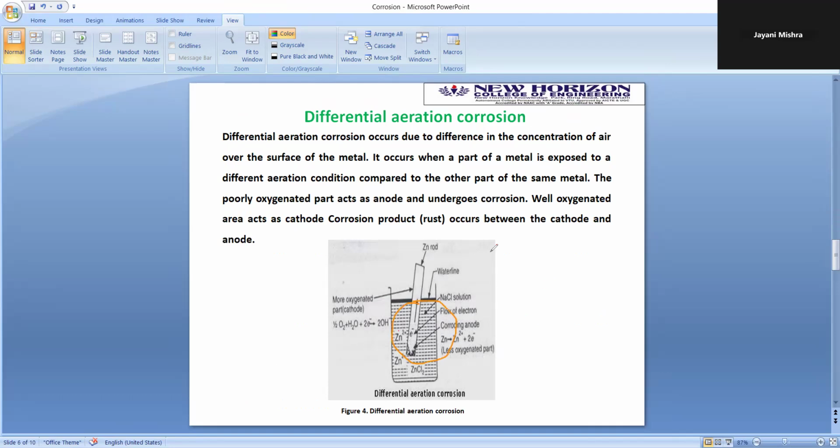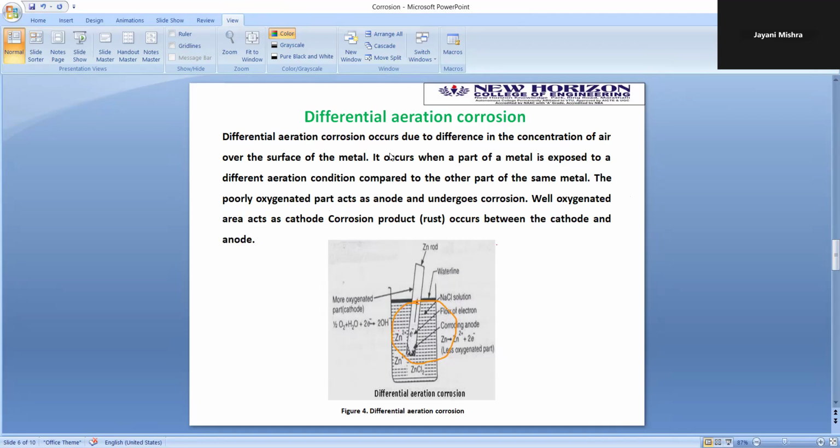This is because the amount of oxygen dissolved in water is lesser as compared to the amount of oxygen present in the atmospheric air. So in this case, the upper part will work as cathode, while the lower part will work as anode. And as we have studied earlier, the anodic area will undergo corrosion, while the cathodic area will remain unaffected.